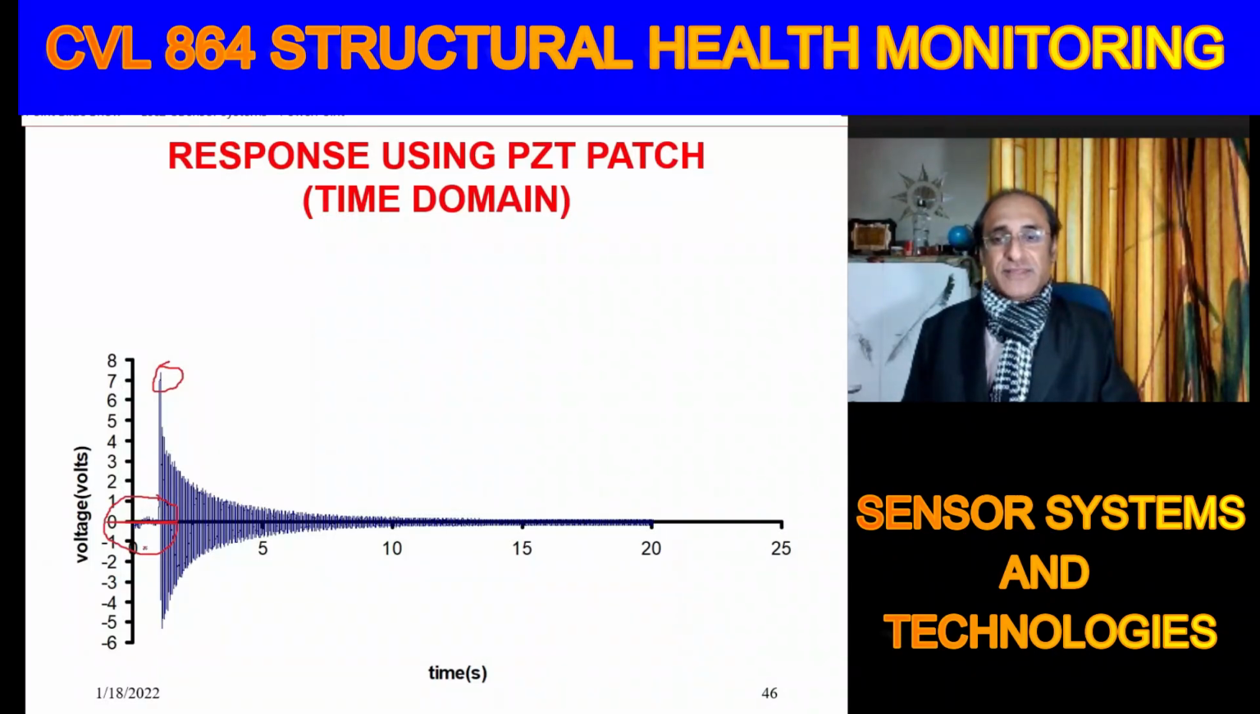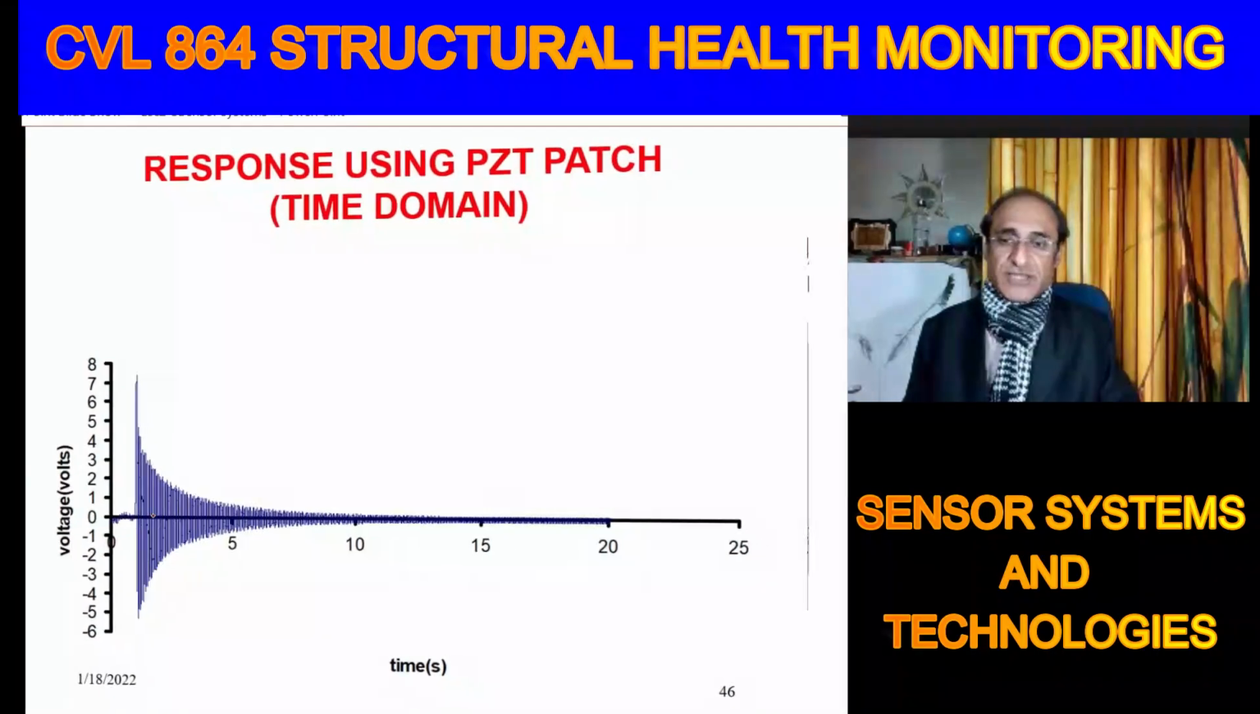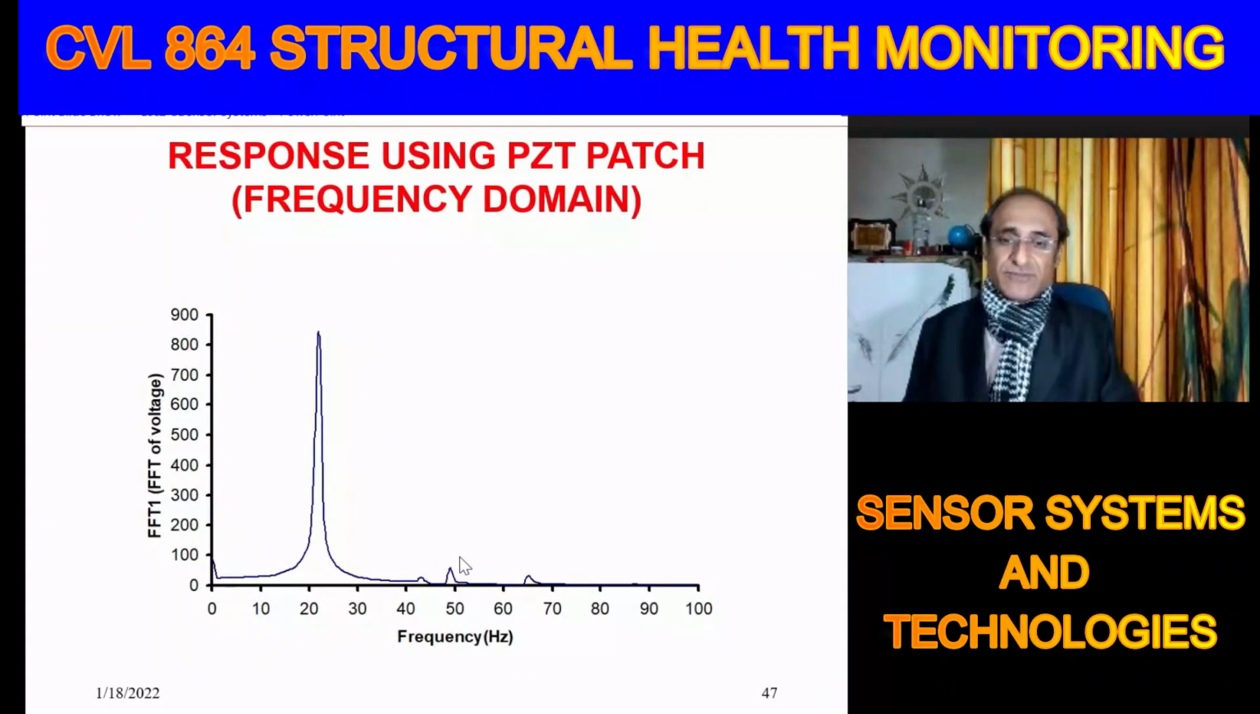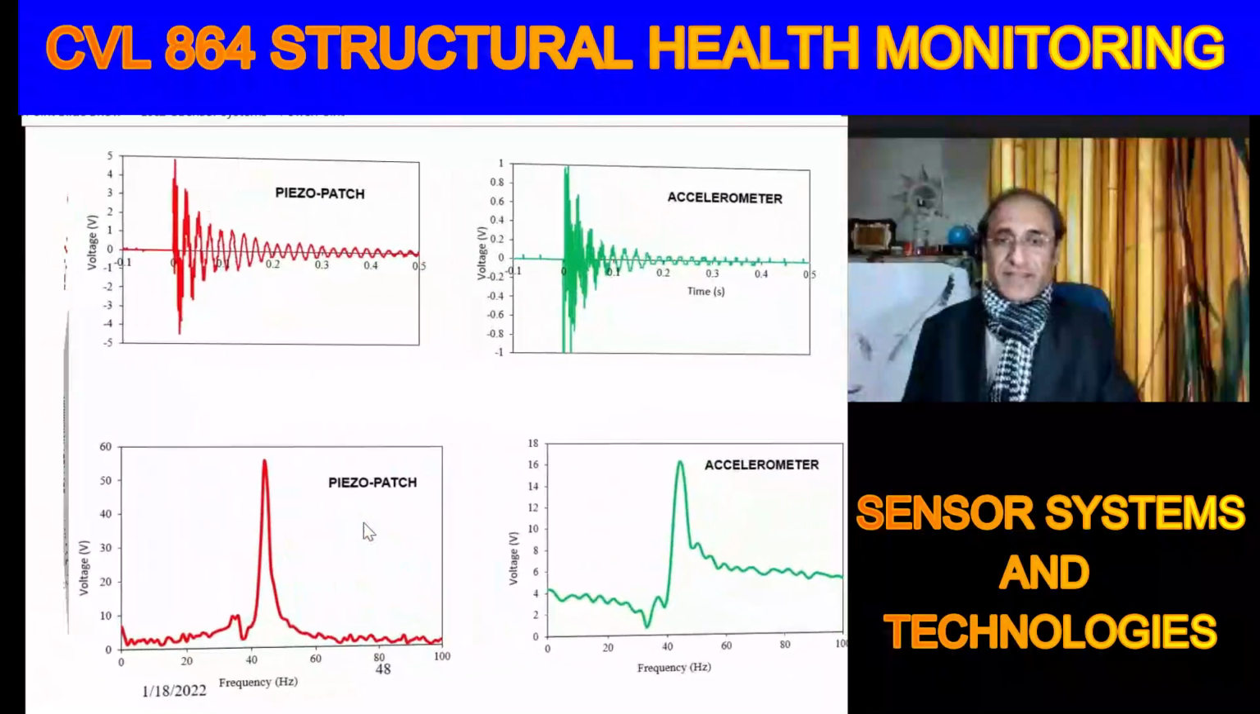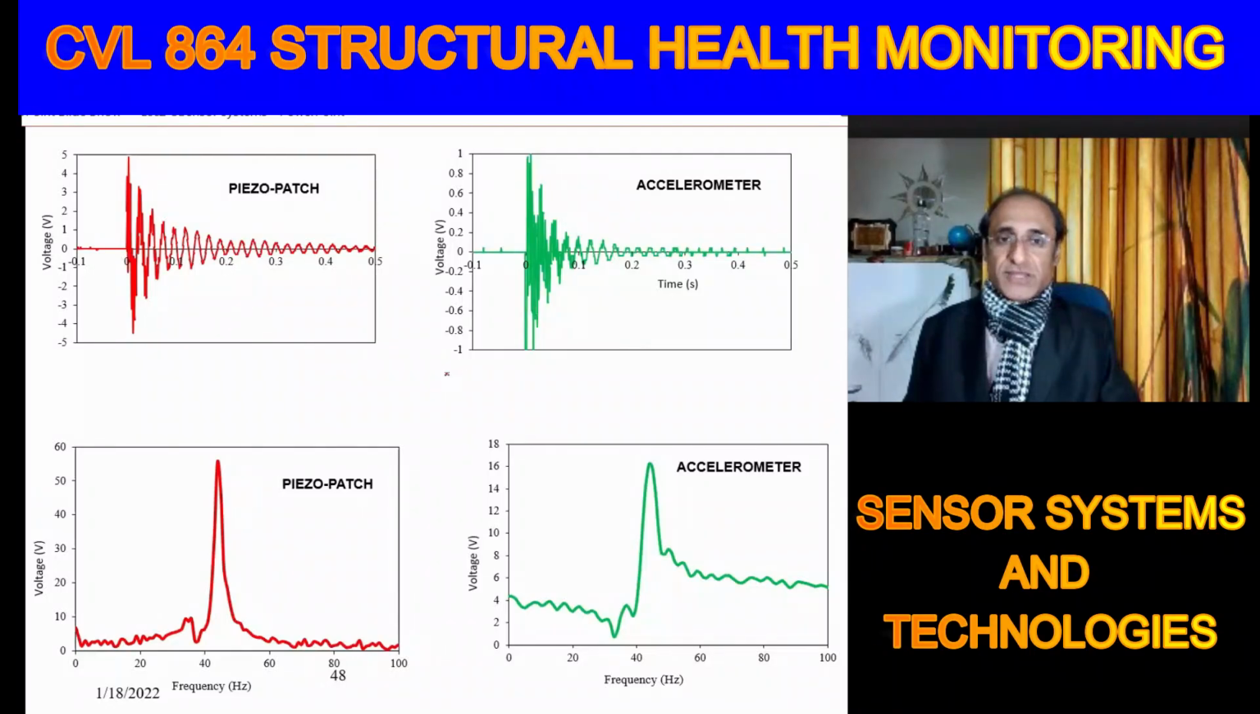So that is the noise, and if you find out the frequency of this, it will come out to be line frequency, that is 50 Hertz. So this line frequency is visible here as a small peak, but here the signal is distinct. That is the main beauty of the piezo sensor, and it's not there in the case of the electrical strain gauge.